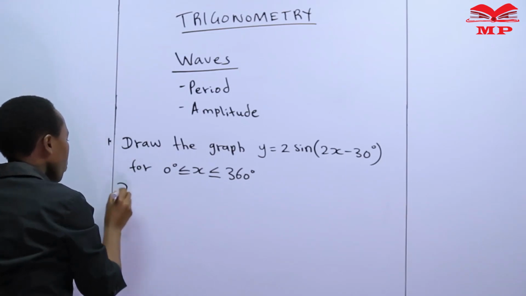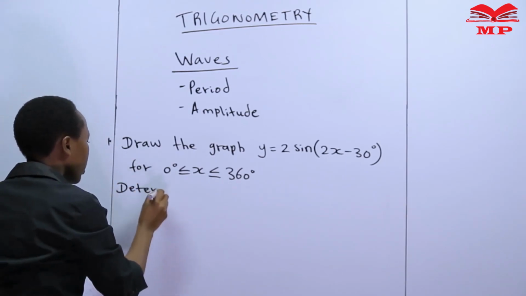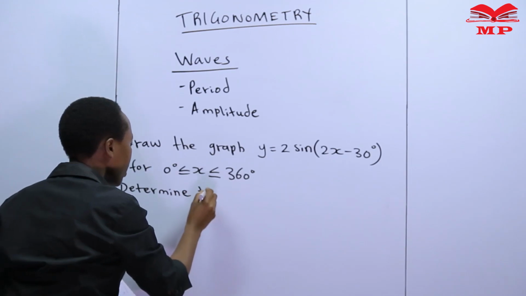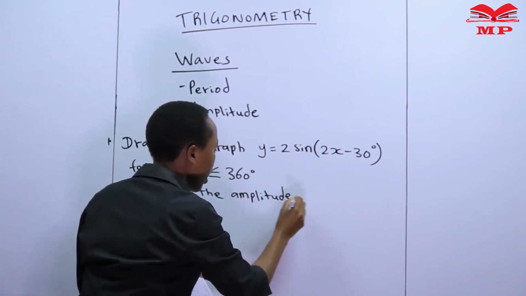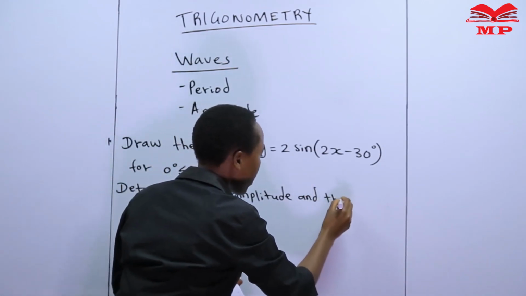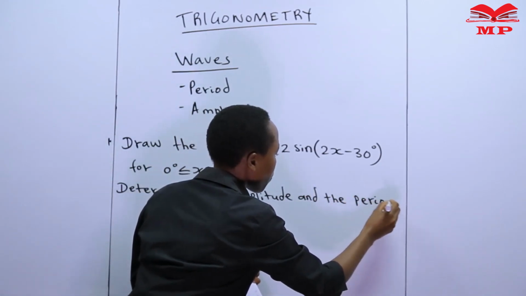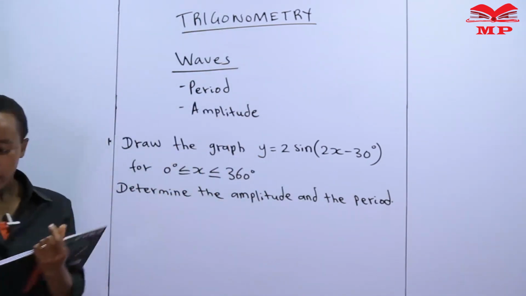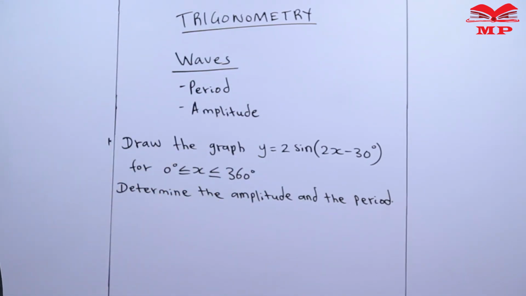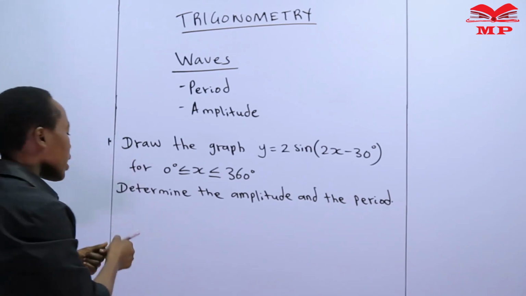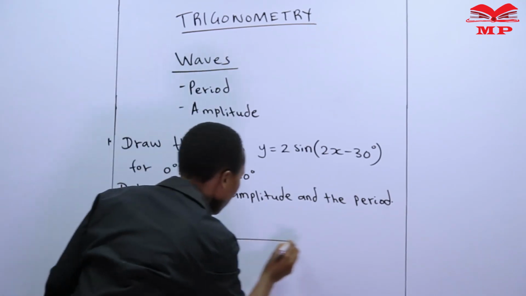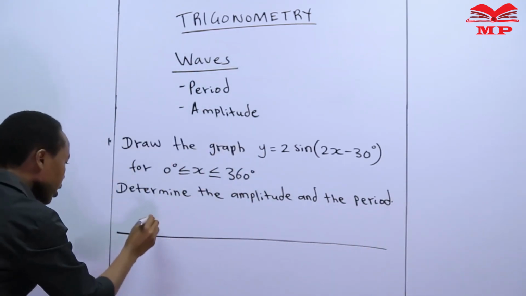And then we are going to use that graph to determine the amplitude and the period. So we are going to plot this, then we are going to get to finding the amplitude and the period without drawing the graph. So determine the amplitude and the period after drawing this graph. So again in this we require a table.